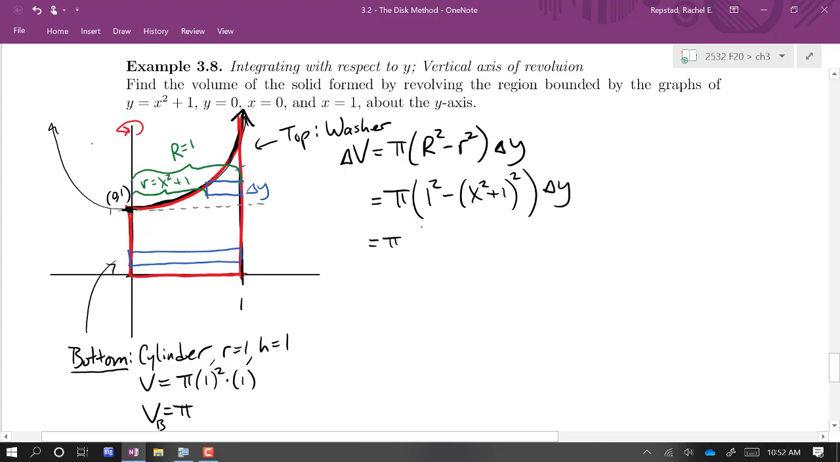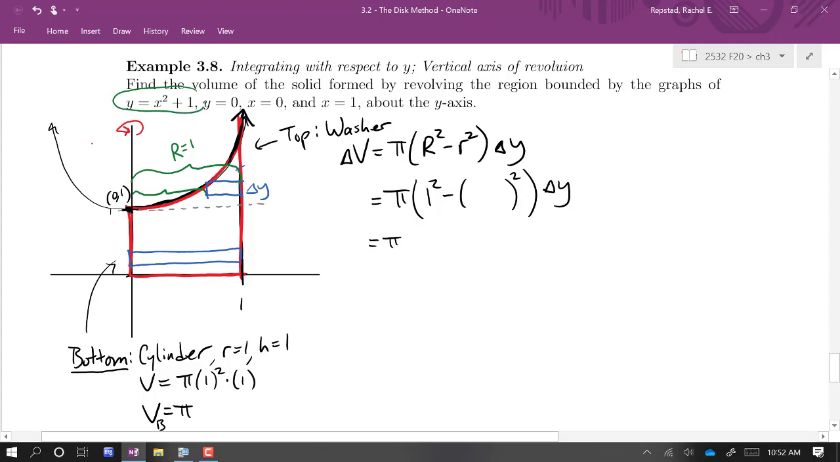Hold on. I'm going to stop for a second, see if you can pick out the error I just made. We are integrating, this is a delta y. We're going to be integrating with respect to y. And so this little r value is an x coordinate that we need to get in terms of y. So that's going to change this up a little bit.